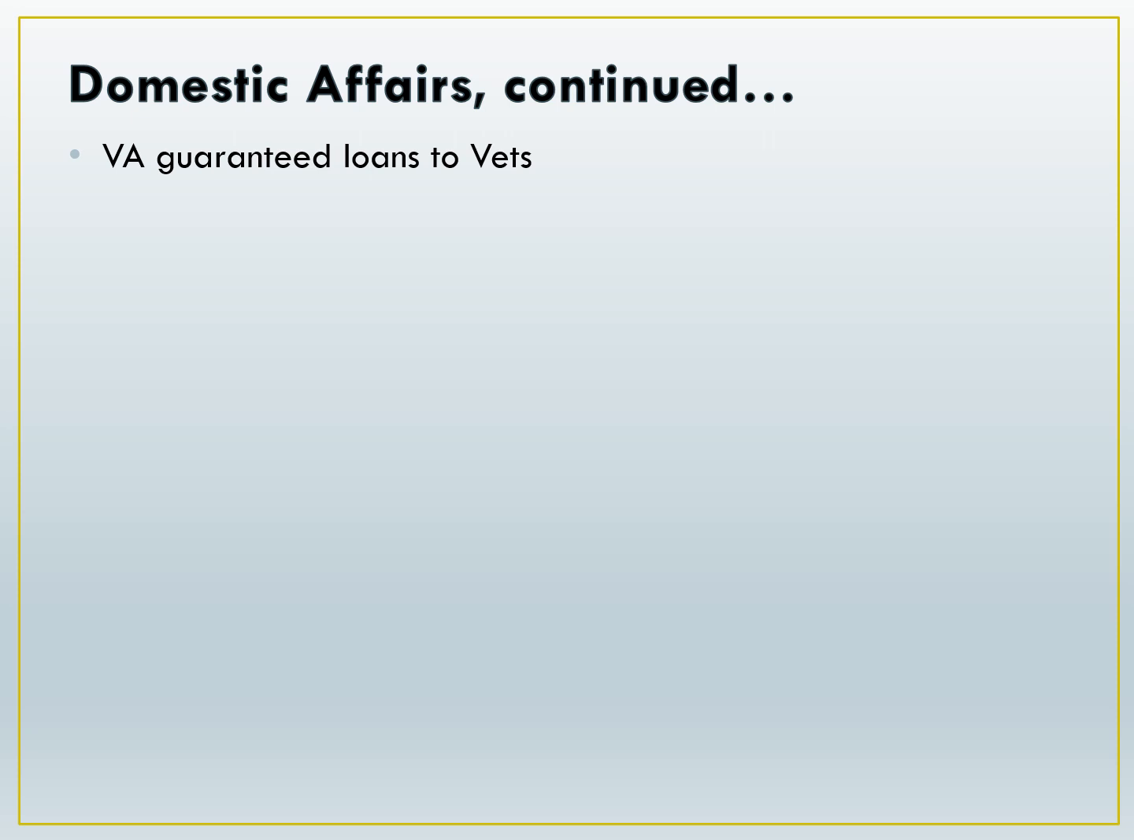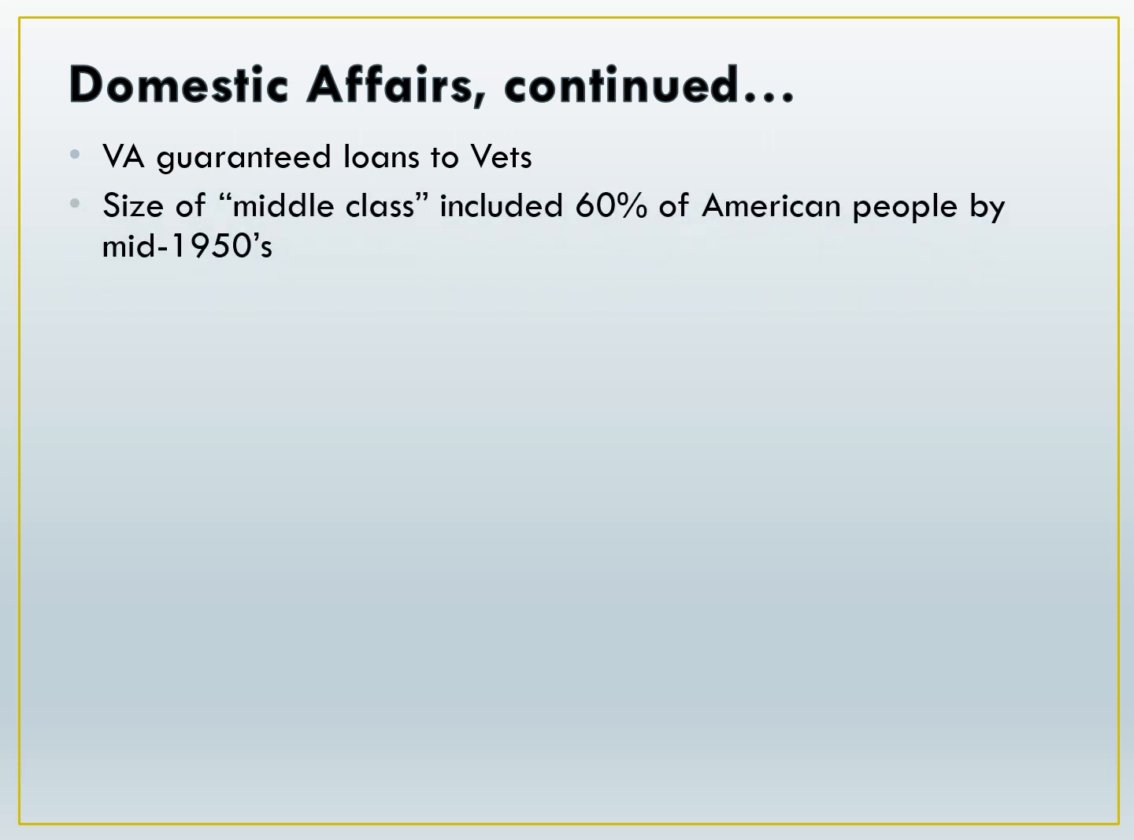The Veterans Association is going to help these veterans by guaranteeing loans that are very easy for them to be able to pay back. You're going to see the size of the middle class grow extensively, about 60% of American people by the mid-50s. That's huge. That plays a major, major role in the economy of the United States and also its tax base.